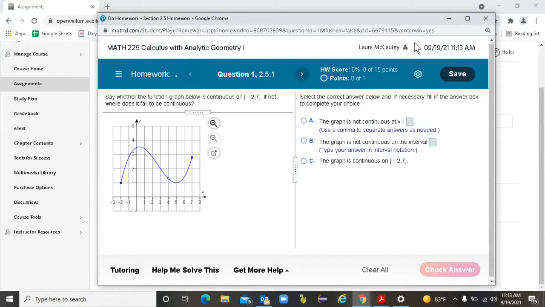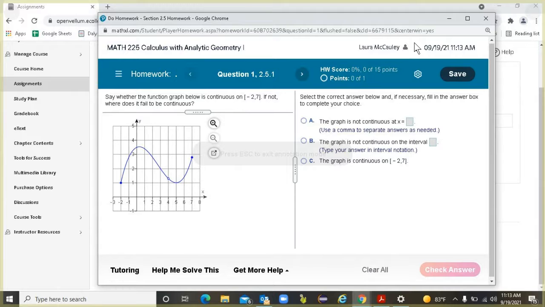Number one, the function has to be defined there. Number two, there has to be a limit. And number three, those two things have to be equal to each other. So this one we're just talking about the entire graph from -2 to 7. So notice that there is a problem.